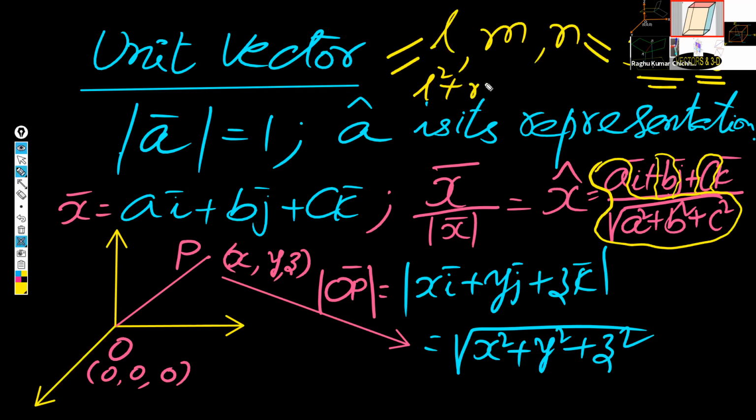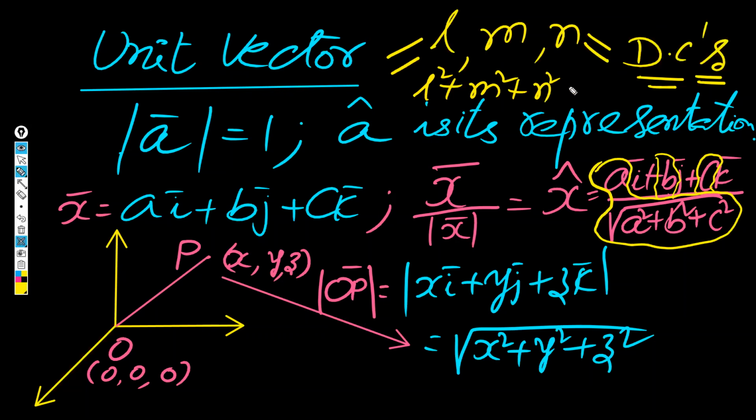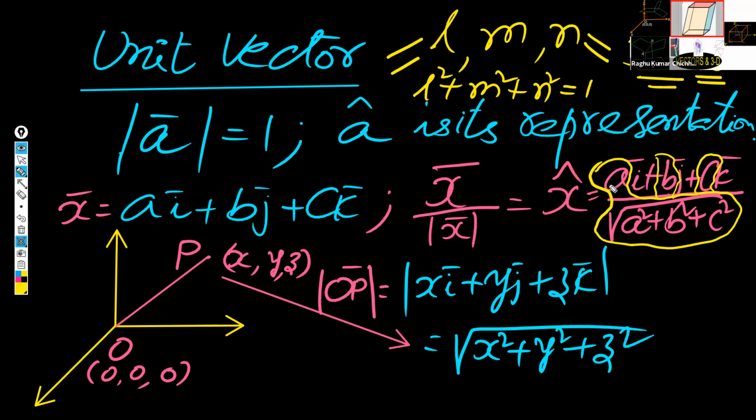l square plus m square plus n square value. Anyone tell me this? Sir, one. It's always one. Just check it out. a square by a square plus b square plus c square, b square by a square plus b square plus c square, c square by a square plus b square plus c square. It's nothing but a square plus b square plus c square by a square plus b square plus c square. It's nothing but one.